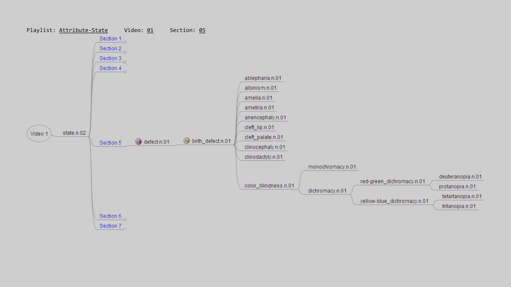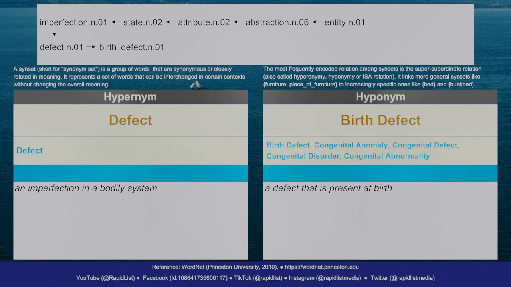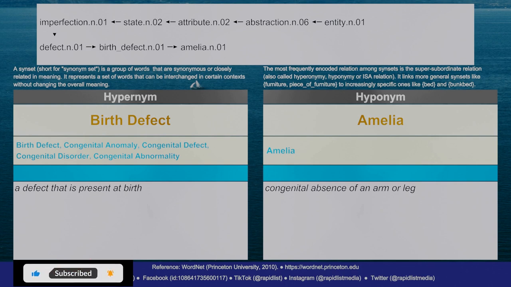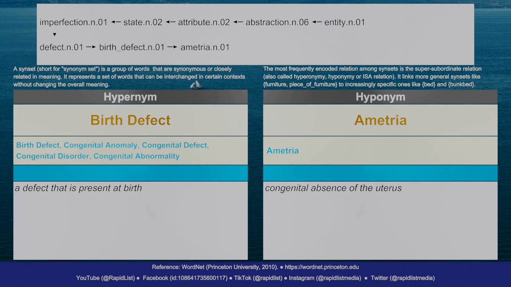Section 5. In this section, we will explore defect, or the imperfection in a bodily system, Part 1. Birth defect. A defect that is present at birth. Ablepharia. A congenital absence of eyelids, partial or complete. Albinism. The congenital absence of pigmentation in the eyes and skin and hair. Amelia. Congenital absence of an arm or leg. Ametria. Congenital absence of the uterus.